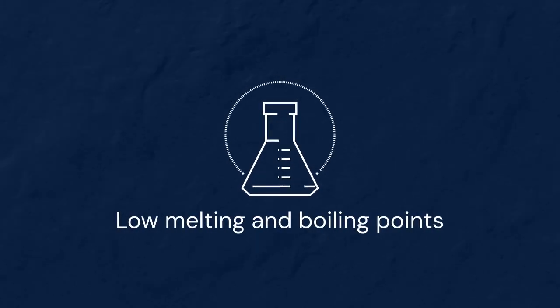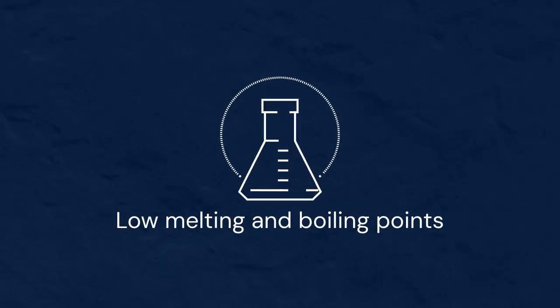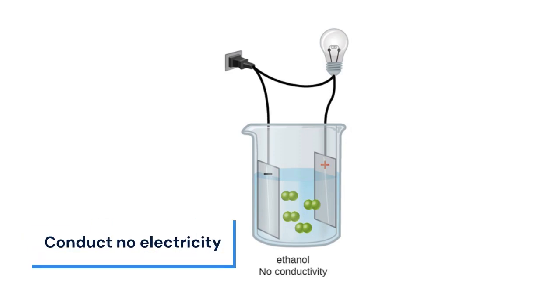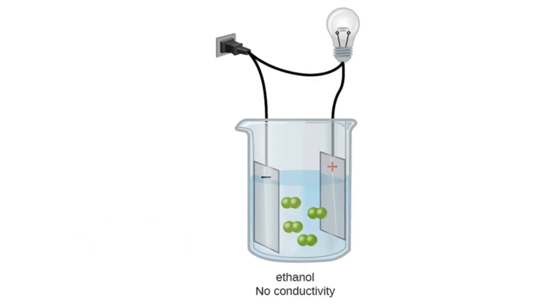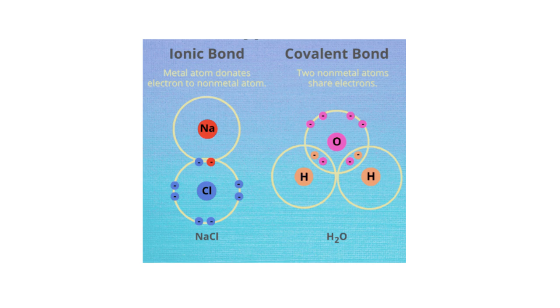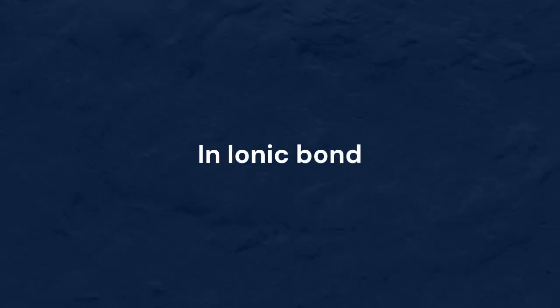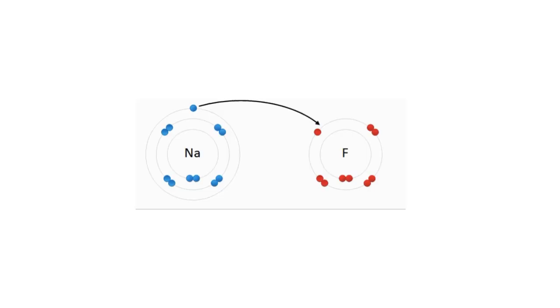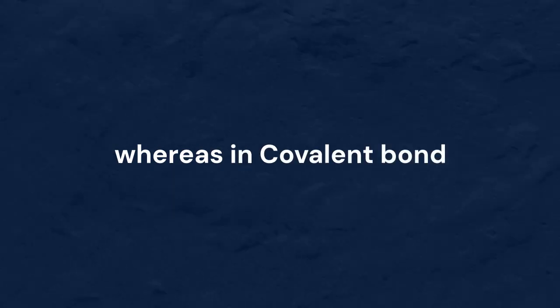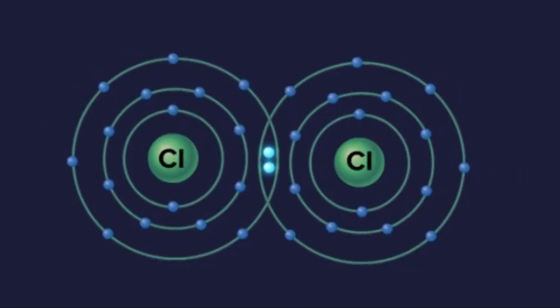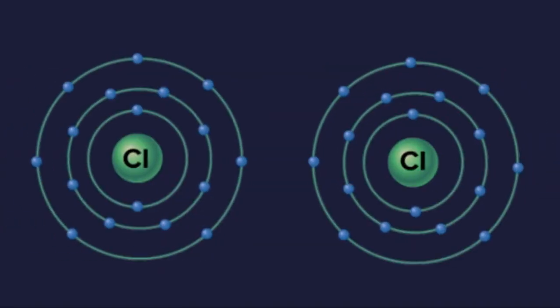Covalent compounds usually have low melting and boiling points. They don't conduct electricity in water, and they exist as molecules, not crystal lattices. The main difference between ionic and covalent bonding is in how the electrons are handled. In ionic bonds, electrons are transferred from one atom to another, creating ions that attract, whereas in covalent bonds, electrons are shared between atoms to achieve full outer shells.